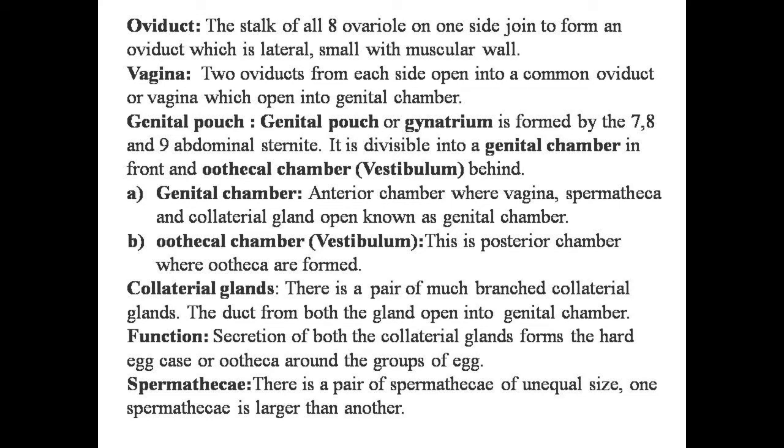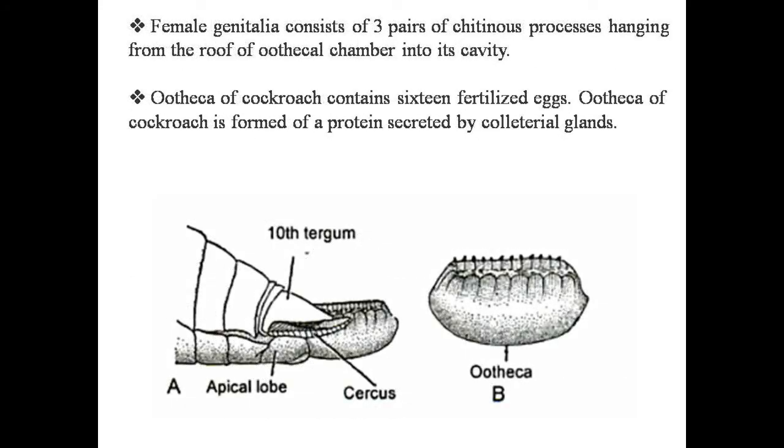Then there is the genital pouch in the seventh, eighth, and ninth abdominal sternites. The anterior chamber is called the genital chamber, and the posterior one is called the oothecal chamber. Along with that, the pair of collateral glands is present. The ducts from the glands open into the genital chamber. The secretion of the collateral gland forms a hard egg case or ootheca around the eggs. There is a pair of spermathecae of unequal size, and one is larger than the other.